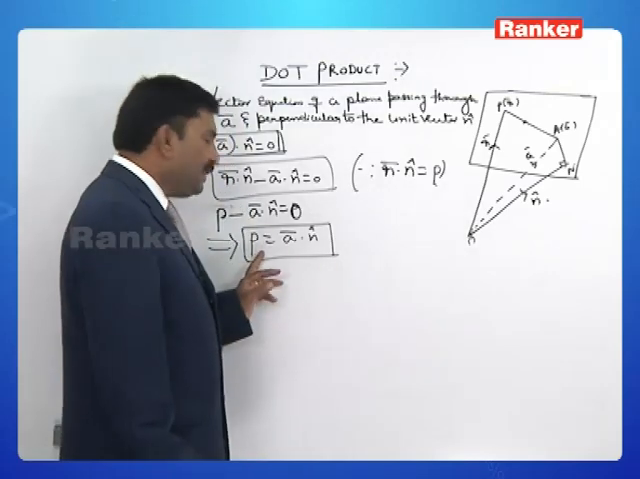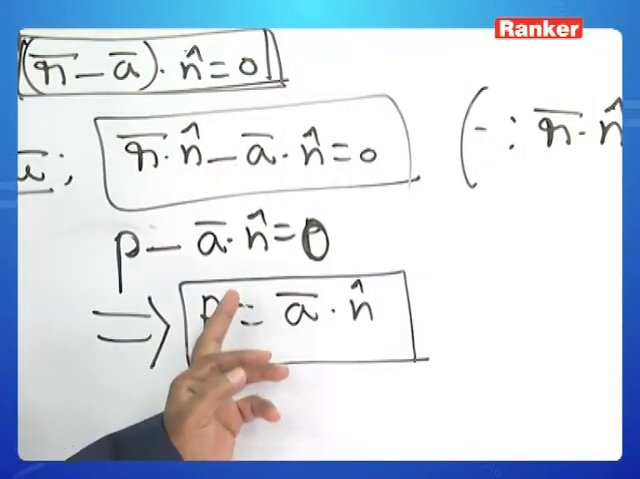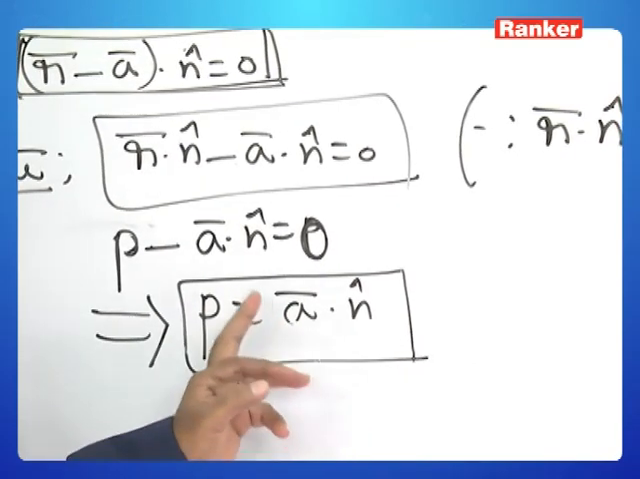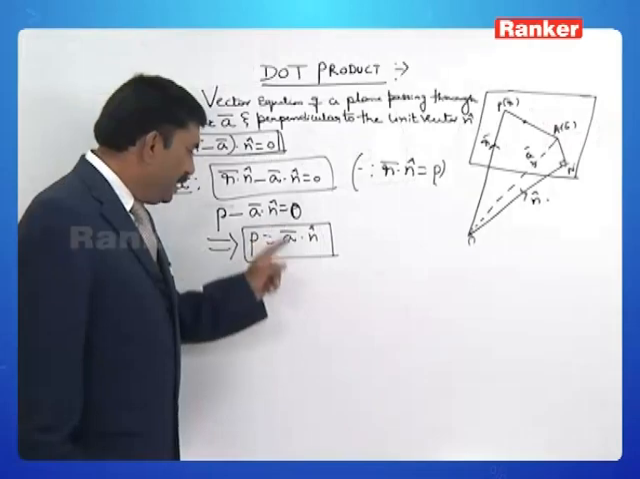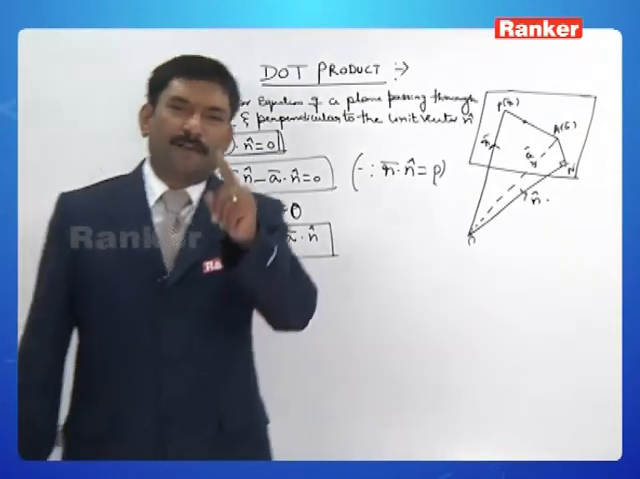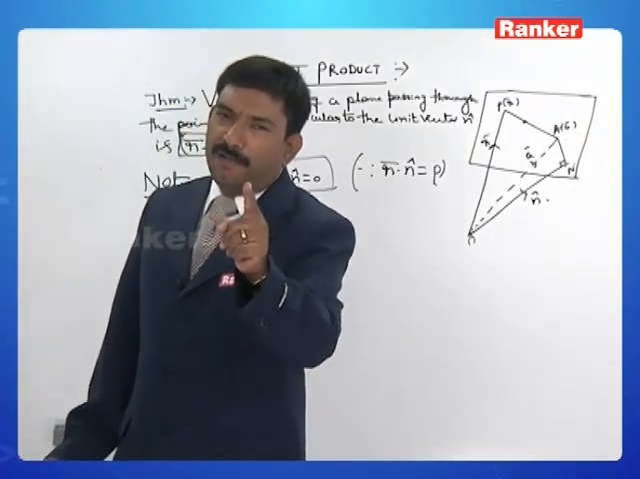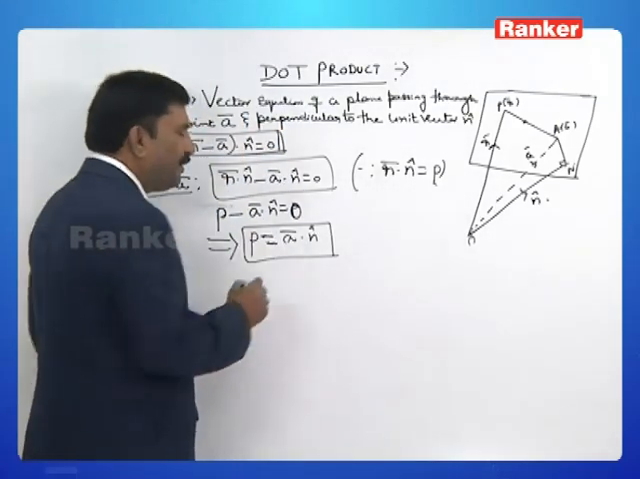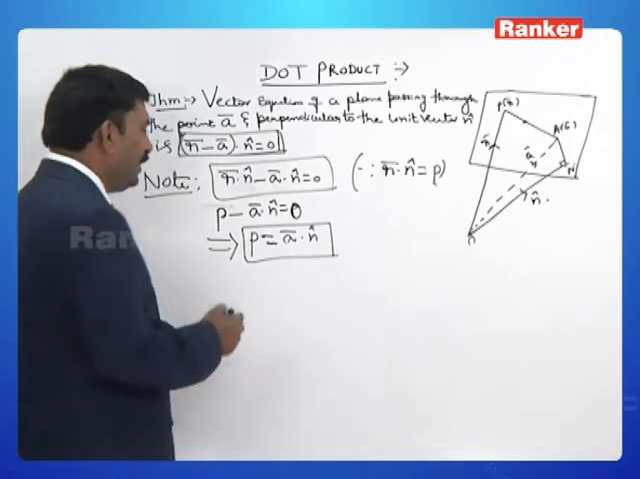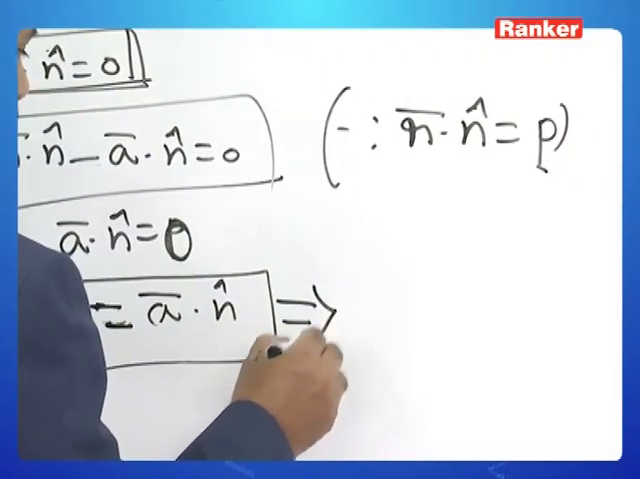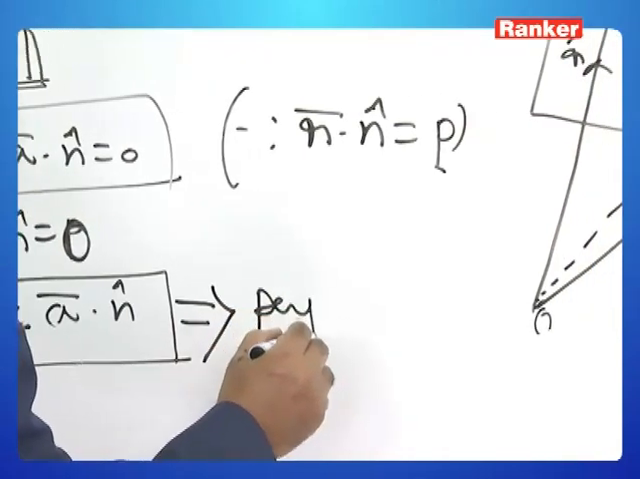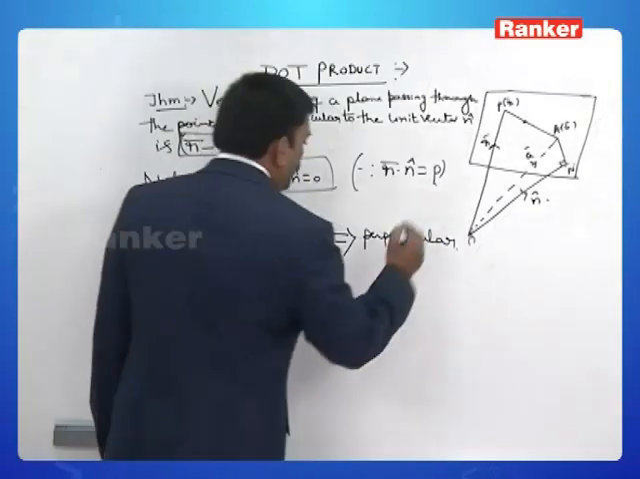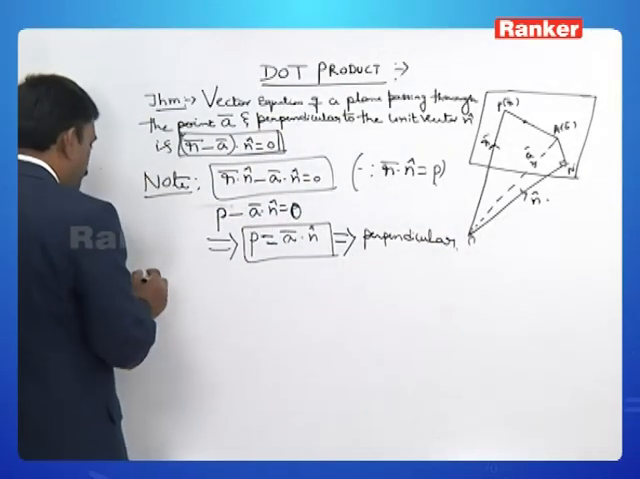Followed. So therefore, P is the perpendicular distance from the origin to the plane. That plane is passing through the point A bar and perpendicular to the unit vector N cap, given by the dot product between the point A bar and the unit vector N cap, that is, P is equal to A bar dot N cap. So therefore, this is nothing but the perpendicular distance.